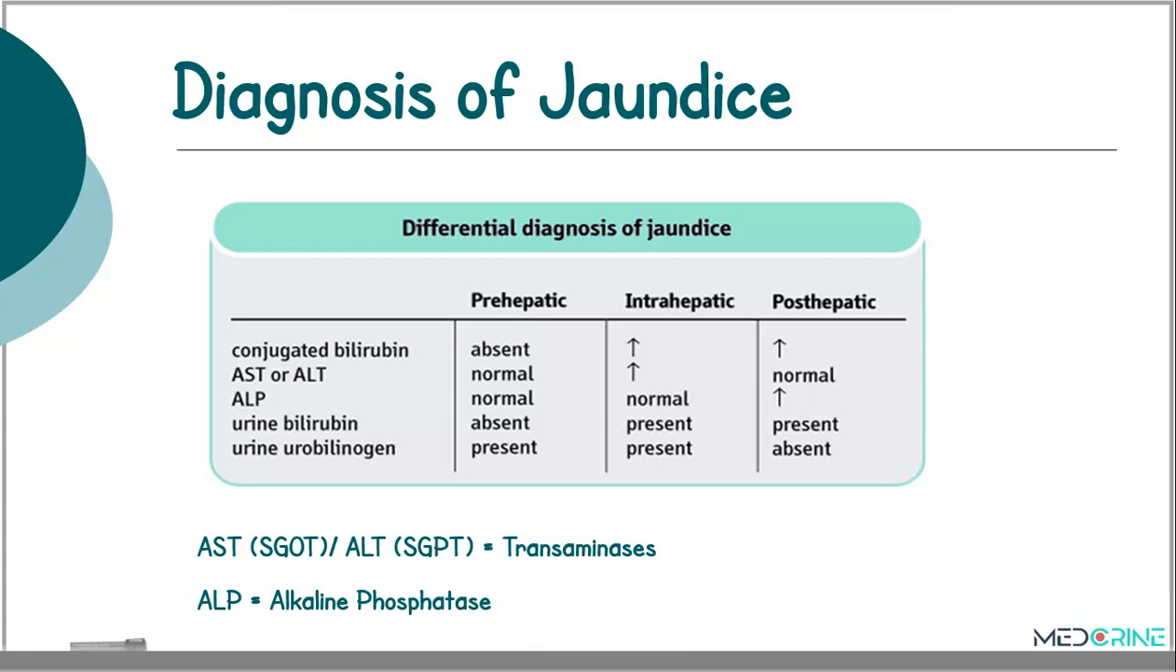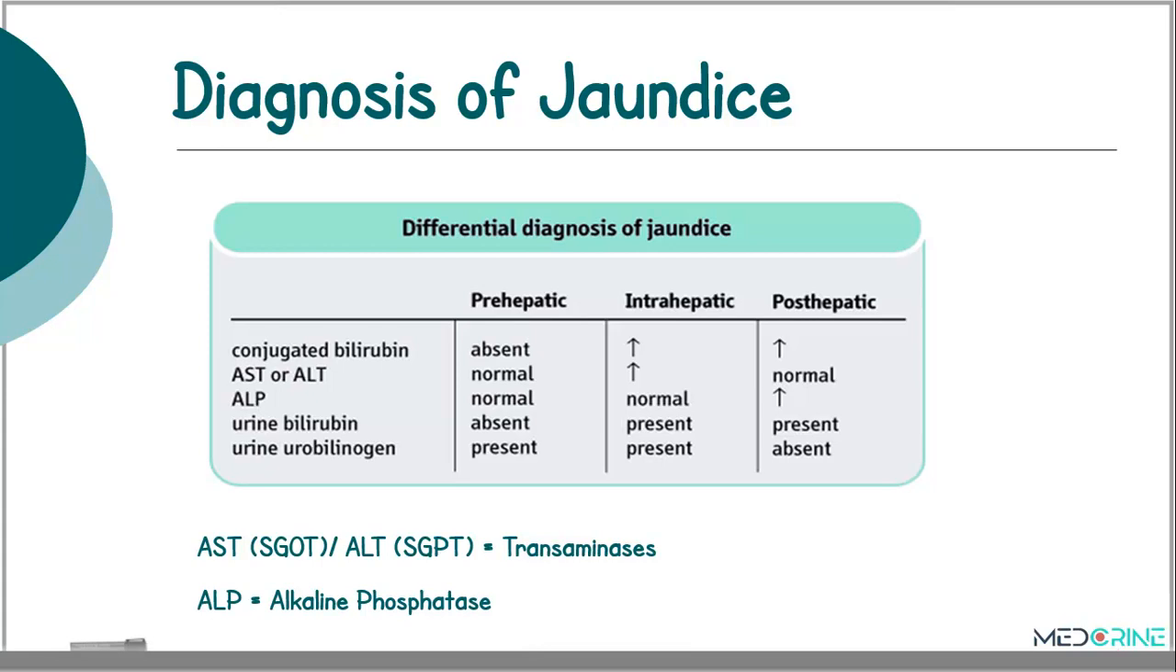And then how do we diagnose jaundice? We'll do liver function tests, whereby we'll assess the levels of liver enzymes. And you realize that conjugated bilirubin will be absent in prehepatic jaundice, but it will be elevated in intrahepatic or posthepatic jaundice. And then AST and ALT will be normal in prehepatic jaundice, but they will be elevated if there is intrahepatic jaundice, meaning there will be liver injury.